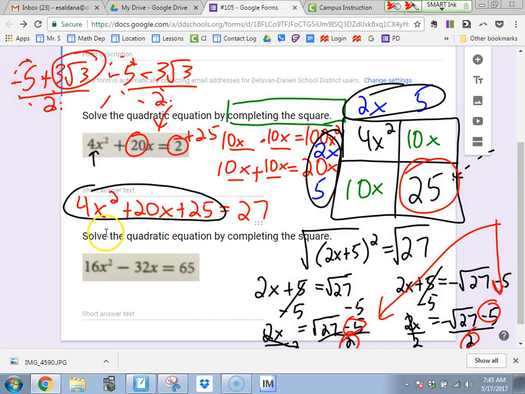Yes? I have a question. Yes. Okay, so like negative or like subtract 5, could you put that? Yes, you could. That's why they have negative 5 minus 3 square root 3, instead of 3 square root 3 minus 5.